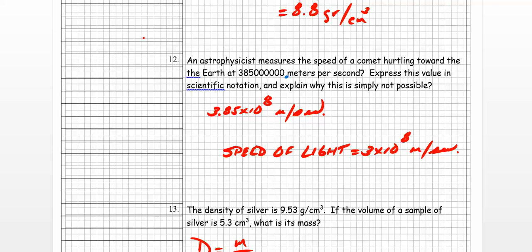Now, by the way, that is to the correct number of significant digits because I've got 3 significant digits here. I want 3 significant digits here, right? The 10 to the 8th part doesn't affect significant digits. But there's a problem.